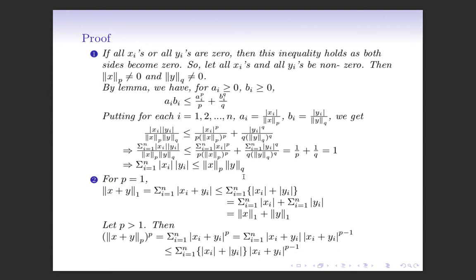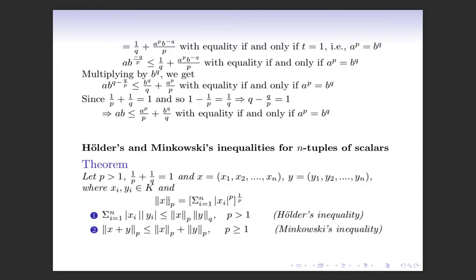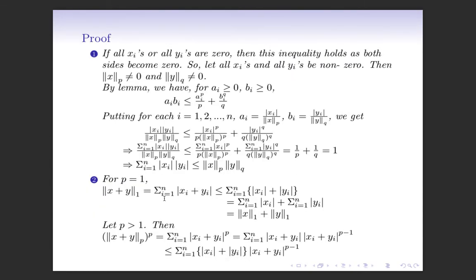Now we prove Minkowski's inequality. We note that for p equal to 1, we have norm 1 of x plus y. Note that when we put 1 here, then we have 1 and 1, so we can say that it is summation mod of xi plus yi, i varies from 1 to n, because whole to the power 1 and whole to the power 1 by 1 means 1.